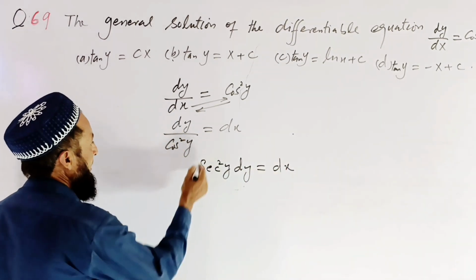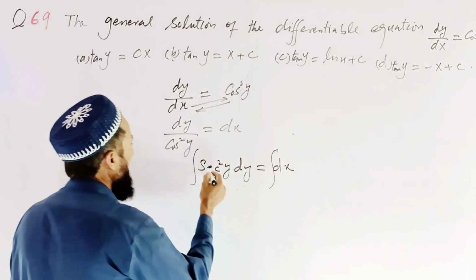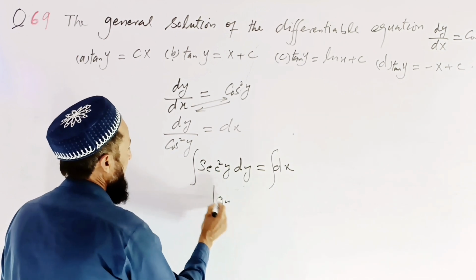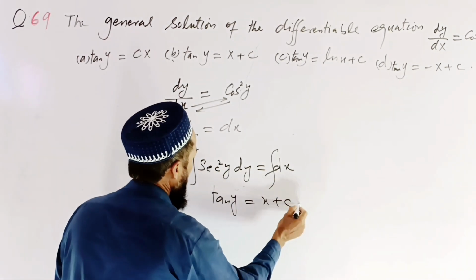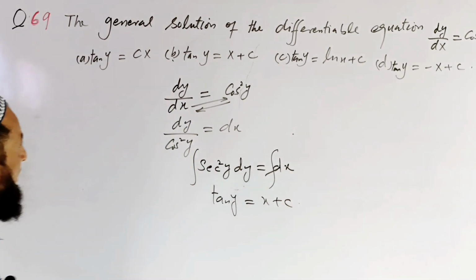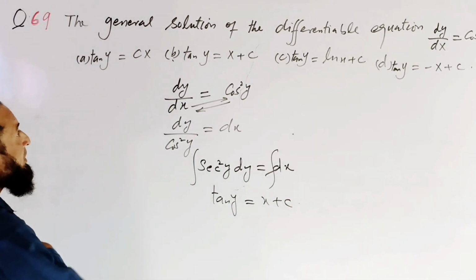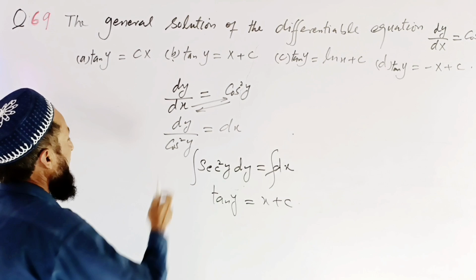Applying integration on both sides, this will be cancelled. This is tangent y is equal to x plus c. Now we check the answer here. Option B is also the correct option.